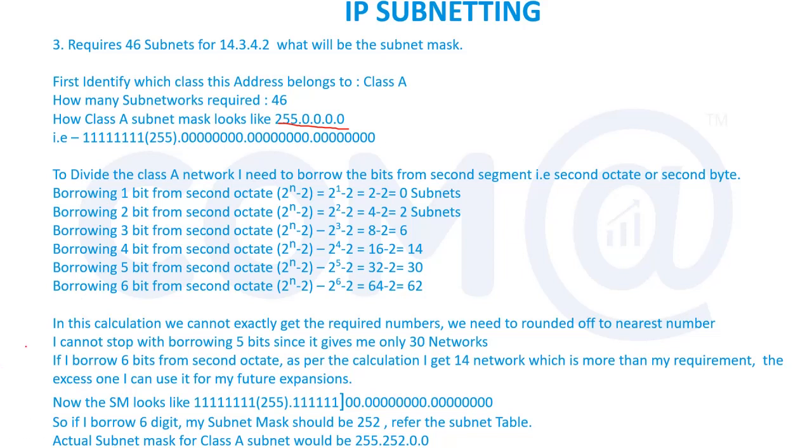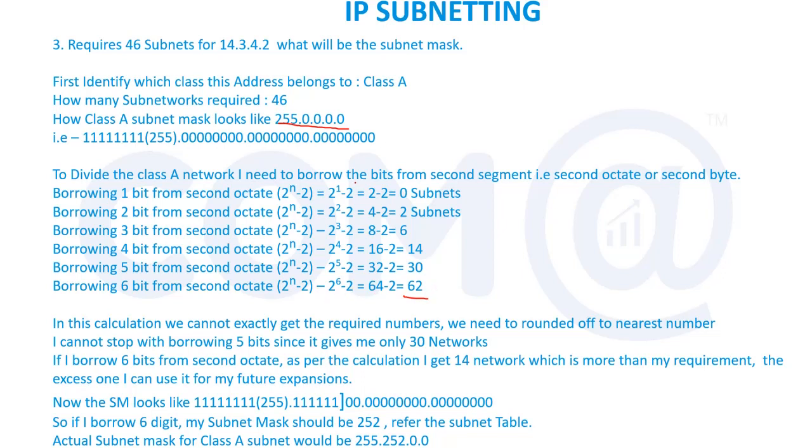So now do the same calculation. Borrow 1 bit, 0 subnets. Borrow 2 bits, 2 subnets. Borrow 3 bits, 6 subnets. Borrow 4 bits, 14 subnets. Borrow 5 bits, 30 subnets. Borrow 6 bits, 62 subnets. If you borrow the seventh bit, 128 minus 2, 126.